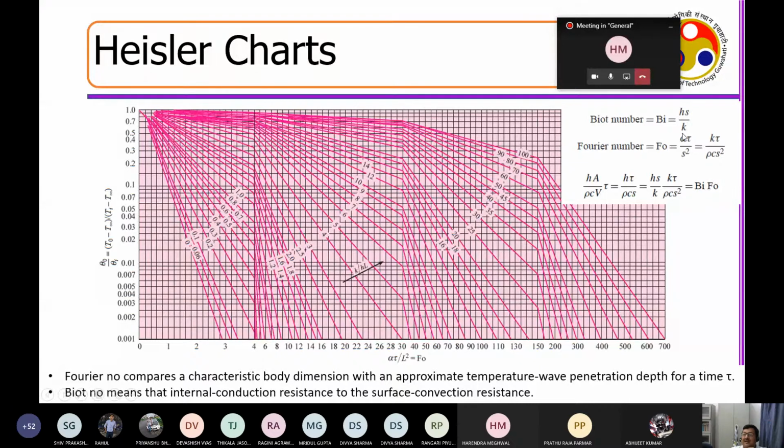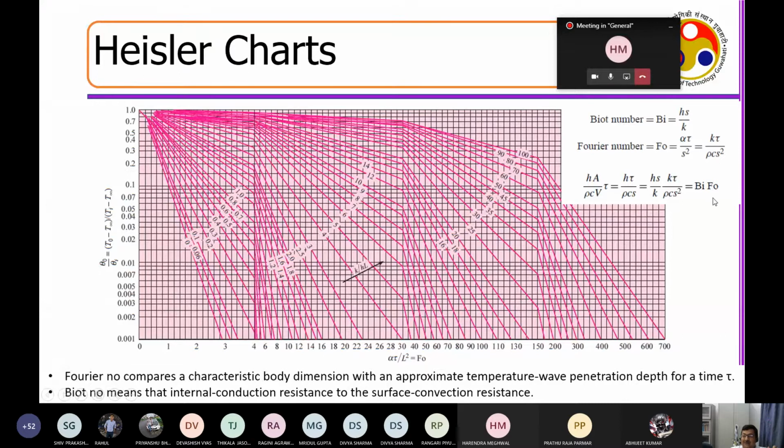Alpha is the thermal diffusivity, meter square per second. If I multiply this with time, it gives me how much the temperature wave has penetrated, at time t equal to t. It's a length scale. This meter square is actually, root over alpha tau gives me how many meters that wave has penetrated. So how much wave has penetrated against the dimension. So this is defined as the Fourier number.